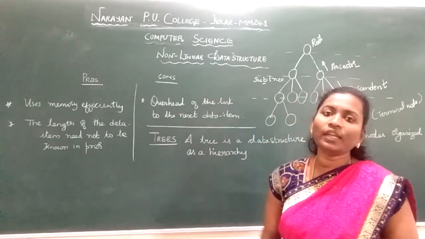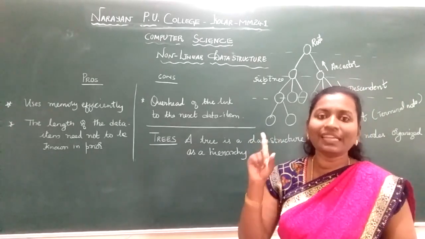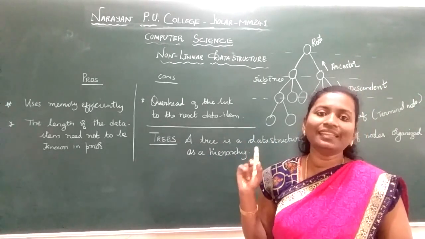Now I told you in non-linear data structure there are two types, trees and graphs. First we'll see trees.